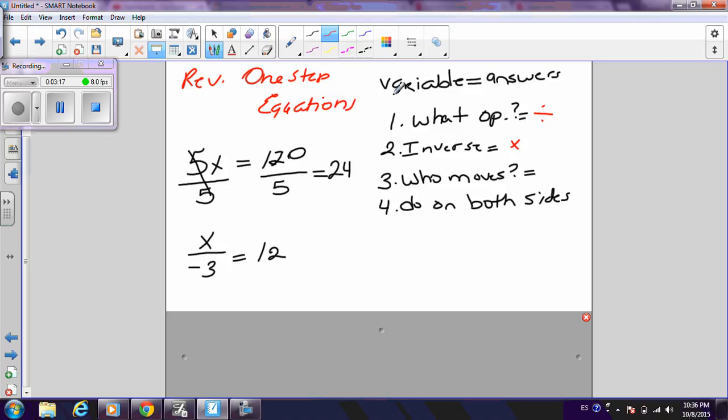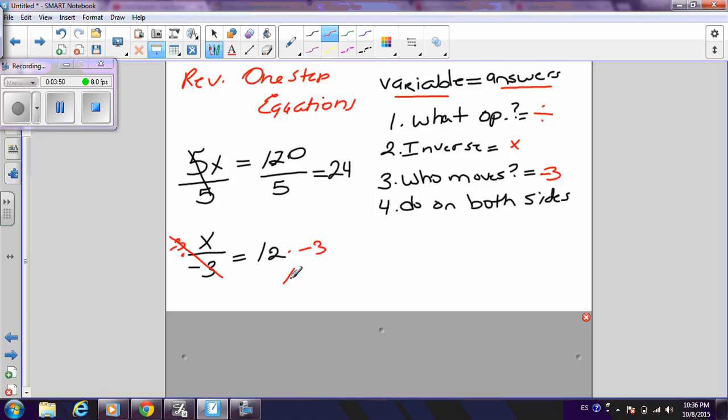And in order to get this order, variable and answers, right, who's going to move? Exactly. It's the 3 that needs to move. In this case, it's a negative 3, actually. Alright, so that means I'm going to multiply both sides by negative 3. So times negative 3, times negative 3. And of course, the two negative 3's cancel out because they're inverses. And 12 times 3 is what? 36. And of course, we know our answer is going to be negative.